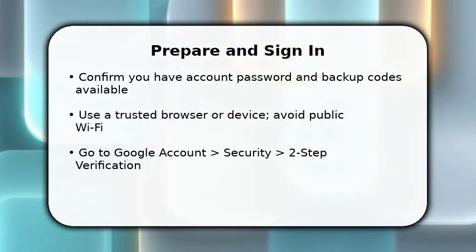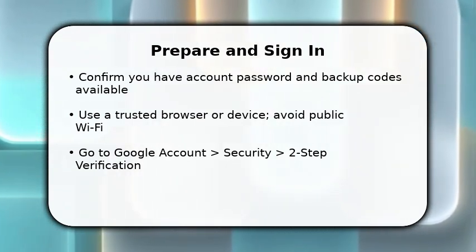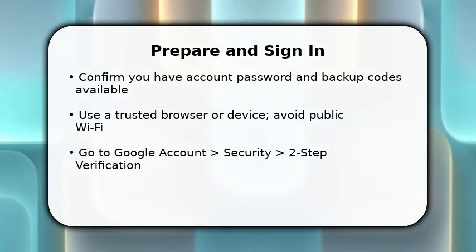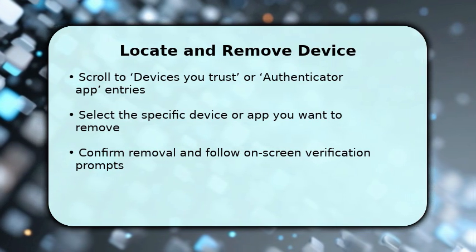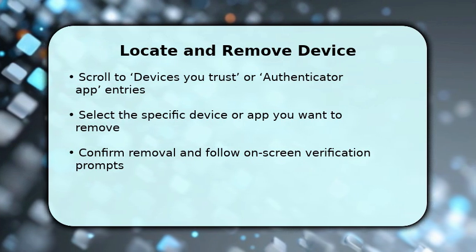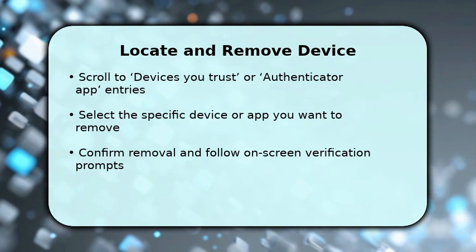Make sure to pause other sessions and close unused tabs. This streamlines the next steps and ensures you can remove a device safely without triggering extra verifications. Once on the two-step verification page, find the section that lists your devices, backup methods, or authenticator apps. You'll see entries named by device or app. Identify the one to remove.